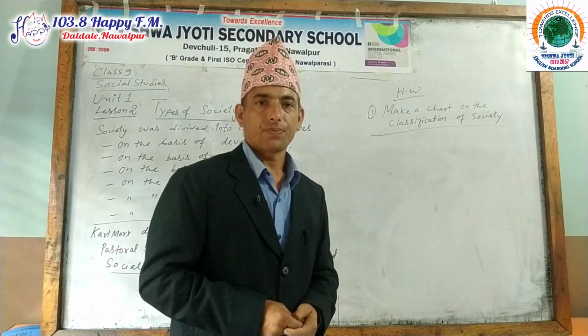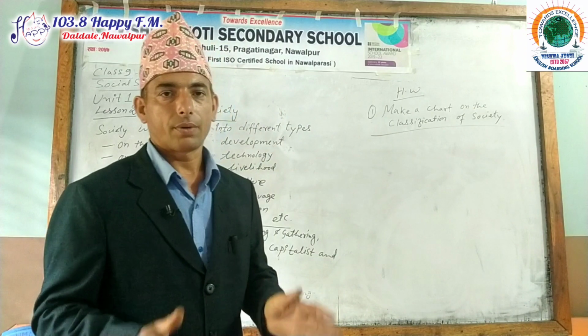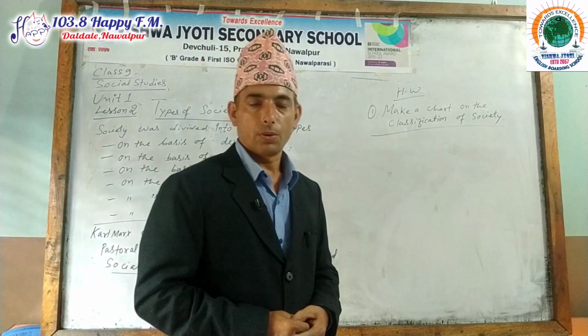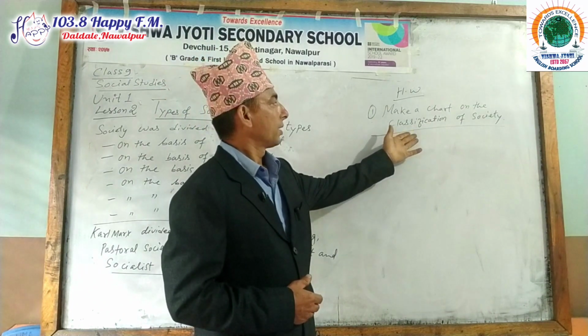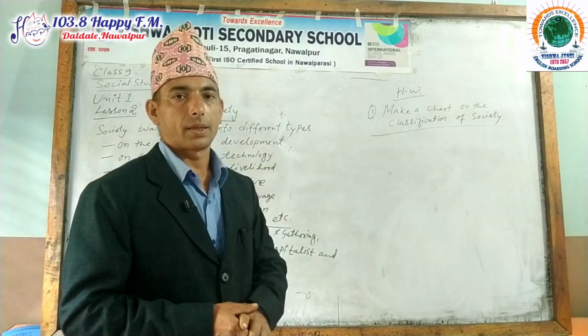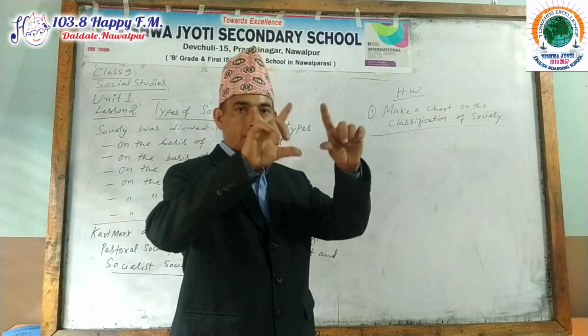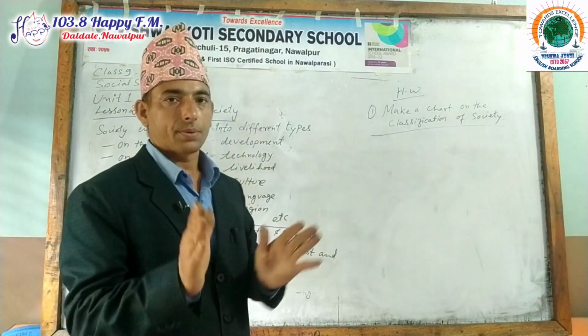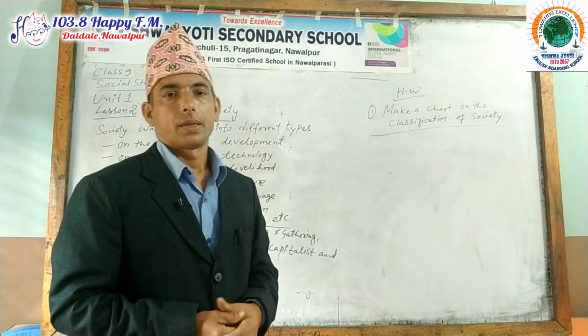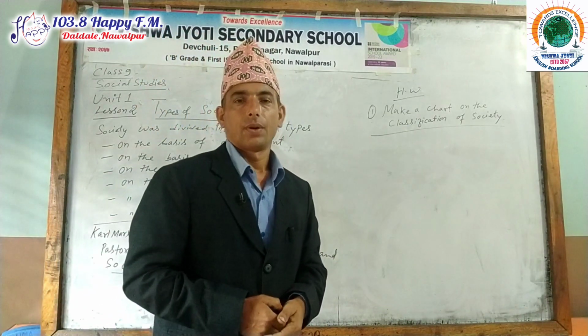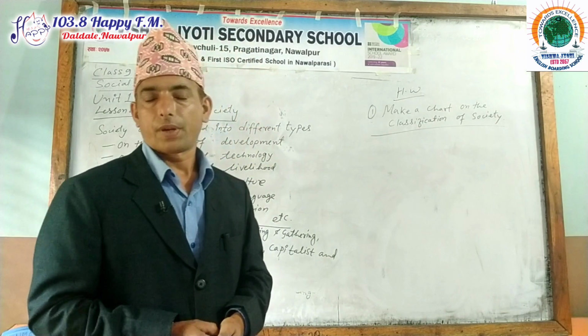So my dear children, today this much, and I would like to give you one small homework. Our homework is to make a chart on the classification of society. In a small chart, divide the different types of society and mention them, and send it to us on our homework pages or Facebook pages.